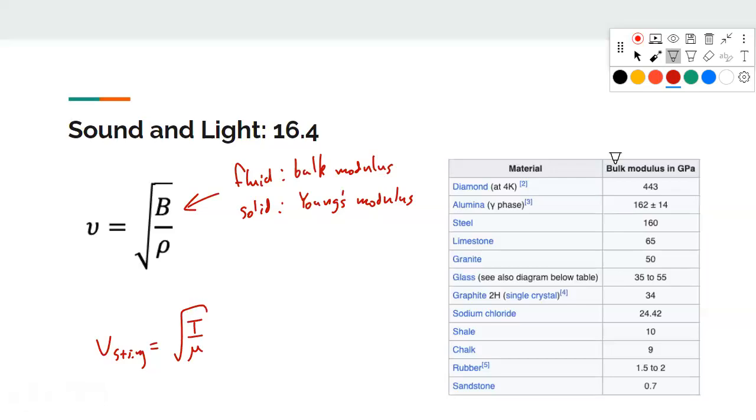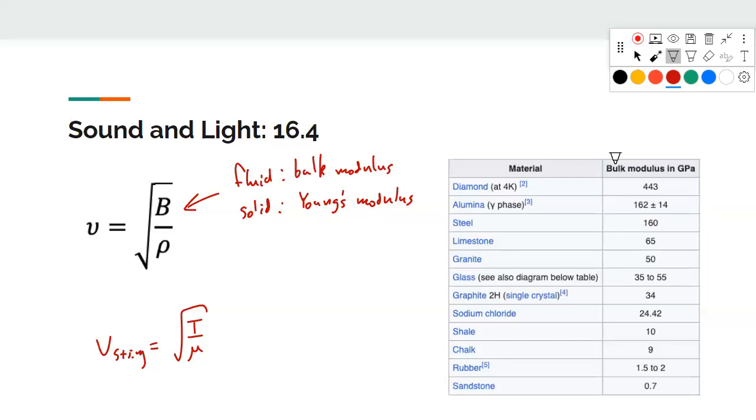And so I give you some example bulk moduli for different materials, or some of these are also Young's modulus as well for the solids. And you can see that in general, for these more metallic materials or something like diamond that has a very strong regular crystal structure, you get a very high stiffness. So diamonds are very stiff relative to compressive forces. Whereas for something like sandstone, if you've ever played with it, you can just kind of press on it really hard and break it into pieces. It's like a compacted form of sand. It has a much smaller bulk modulus.